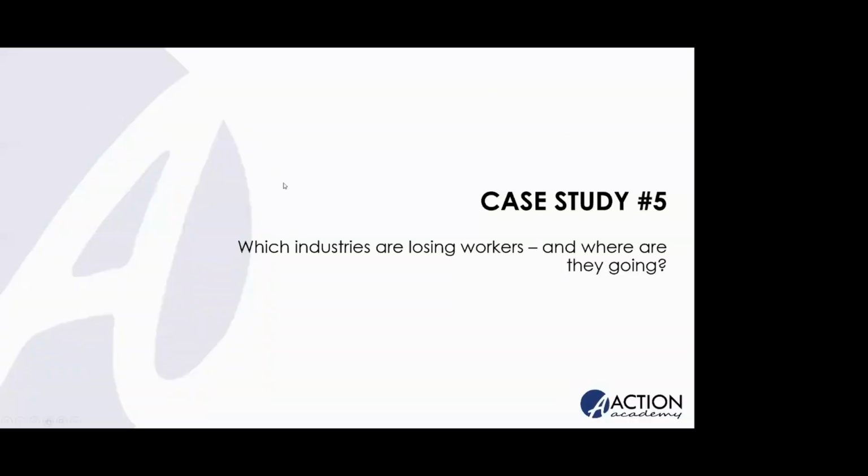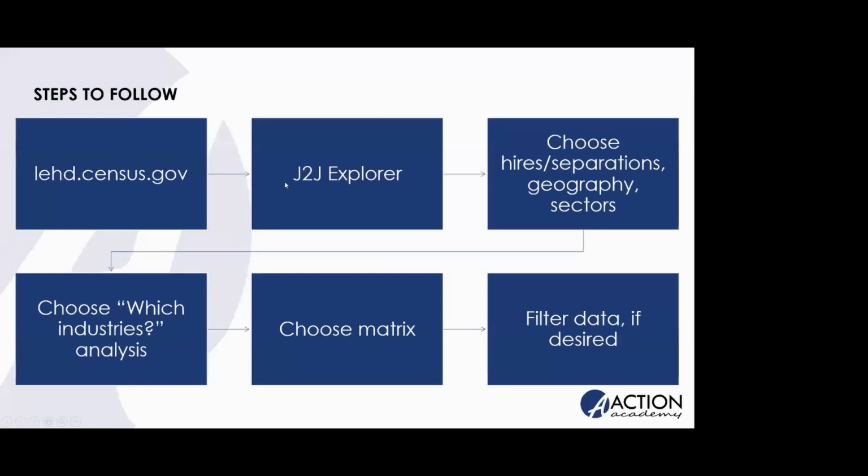So again, to recap how we got there, let's bring you back to this tab here. And we went to lehd.census.gov. We opened up the job to job or J2J Explorer. At that first screen, we chose our hires or separations, which one we were interested in, as well as our geography and sectors. We chose that which industries analysis, and then we switched over to matrix view. So we could get that heat map of where the origin industries are, where employees are leaving, and those destination industries, where they're going to.